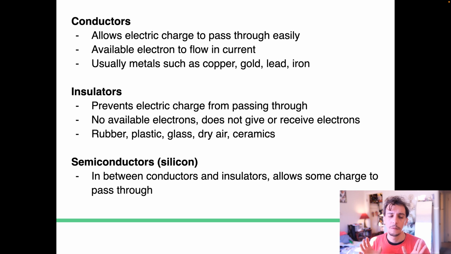Technically, electricity can pass through any material if there's a high enough pressure, or voltage, or energy potential between the 2 different sides of that material. But as a general rule, insulators make it extremely difficult for electricity to pass through them. In contrast to conductive materials, insulators do not have any available electrons, and they do not give or receive electrons.